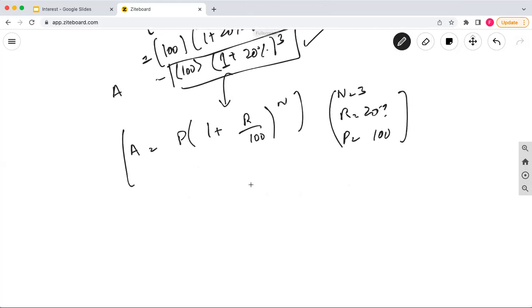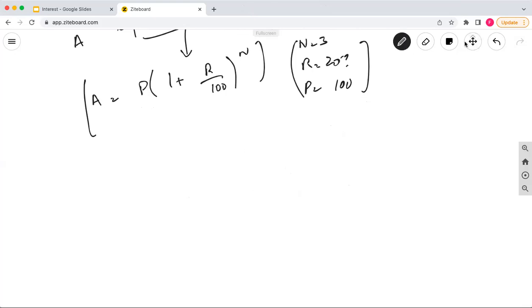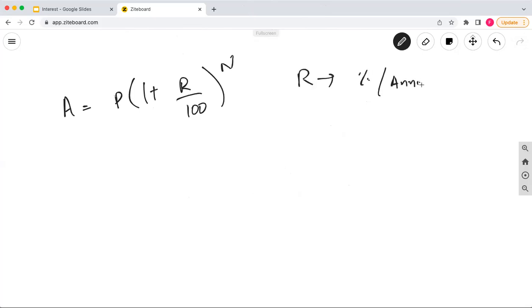That thing is that earlier I told you that this generic formula is for when we are considering the rate of interest per annum, right? So this formula is applicable when R is percentage per annum. But usually for compound interest, the statement is like, a value is compounded for 5%, compounded for 10%. Whenever you see the word compounded, that means there is a compound interest.